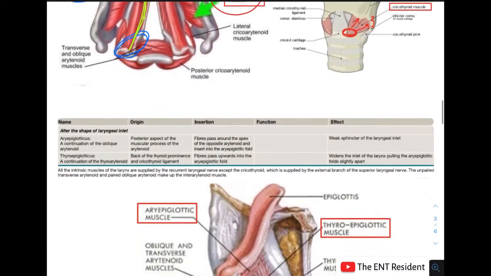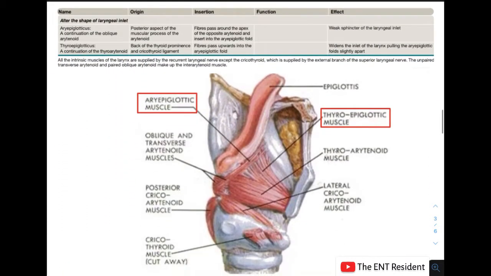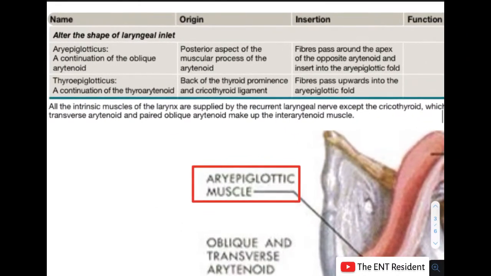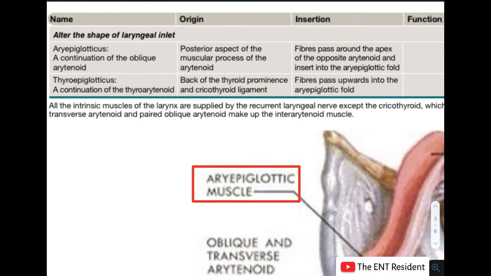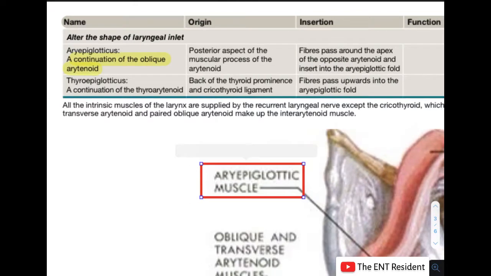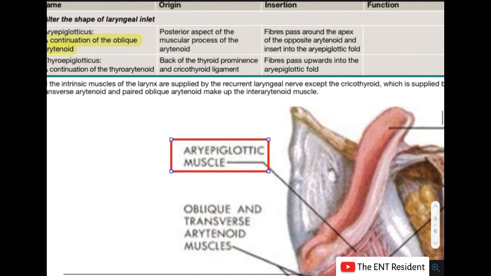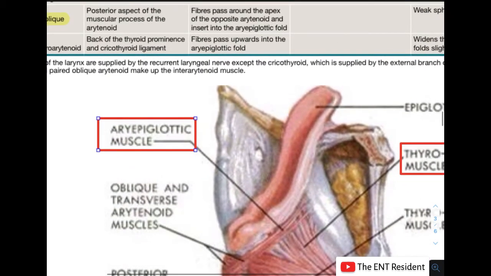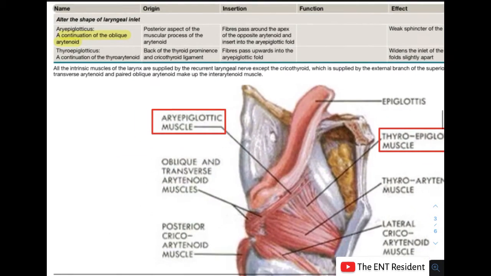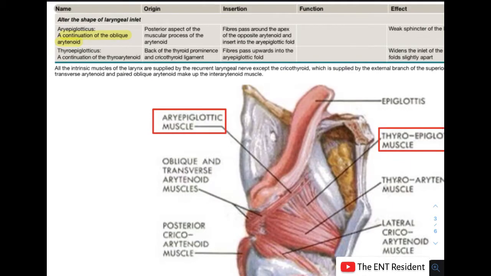Next we move on to the intrinsic muscles, which help in altering the shape of the laryngeal inlet. First we will talk about Aryepiglotticus. Now, as I was telling you earlier, Aryepiglotticus is a continuation of the oblique arytenoid. It takes origin from the posterior aspect of the muscular process of the arytenoid. You will see over here, this is the aryepiglottic muscle.